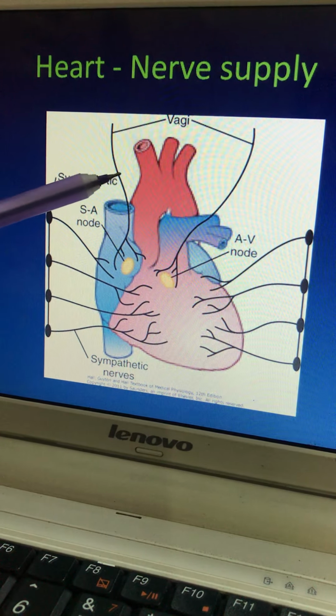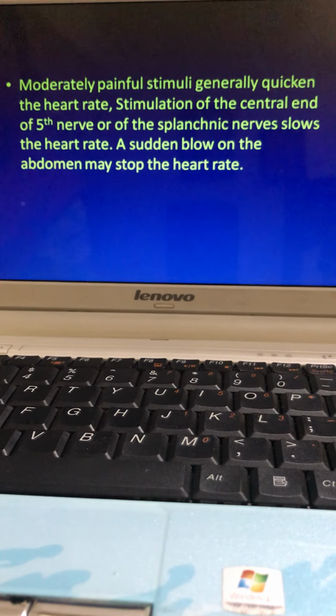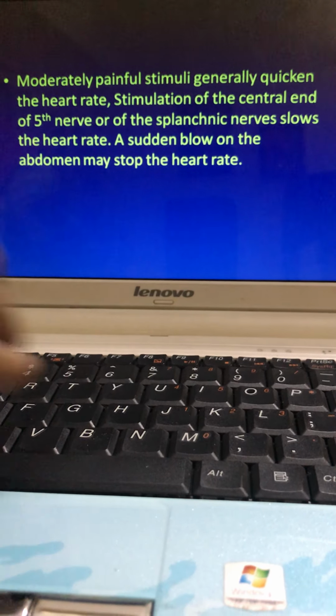Now, higher centers. One of the important factors of nervous regulation is the higher center, that is, stimulation of the motor cortex, frontal lobe, and thalamus increases heart rate, and stimulation of the limbic system as in emotion also increases heart rate. Moderately painful stimuli generally quicken the heart rate. Stimulation of the central end of the fifth nerve or of the splanchnic nerve slows the heart rate, and a sudden blow on the abdomen may stop the heart.